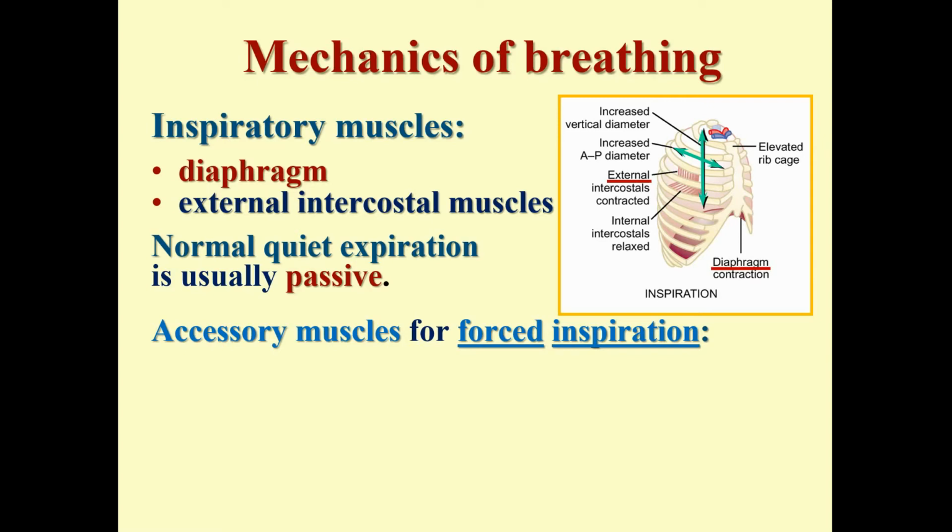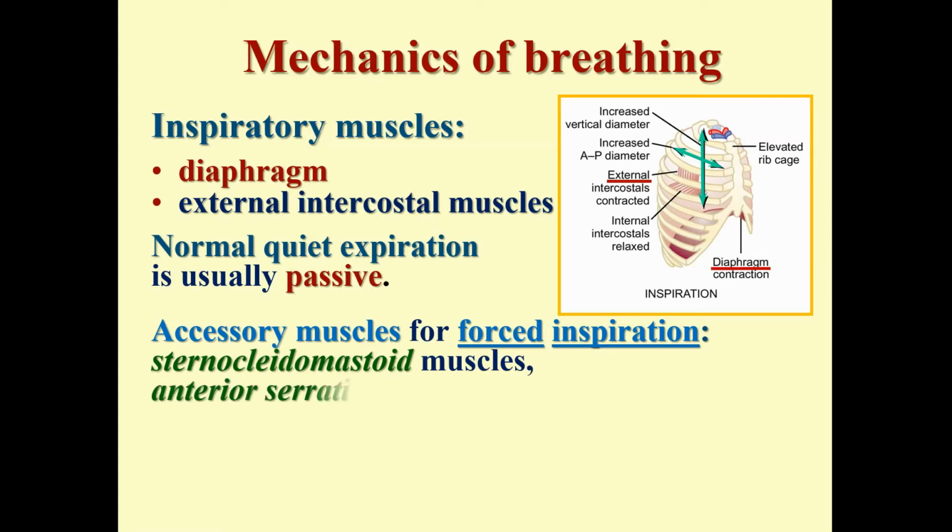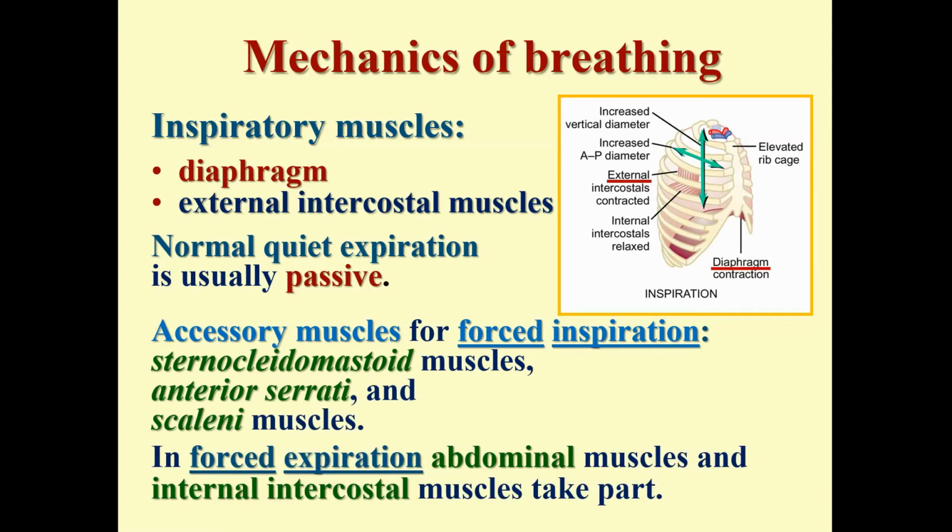When we perform physical activity, normal classical inspiration is not enough. It's necessary to make it faster and stronger, and additional muscles are involved in this process. These additional muscles are the sternocleidomastoid muscle, anterior serratus, and scalene muscles. All these muscles help to enlarge the chest cavity. And accessory muscles for forced expiration are abdominal muscles. And also internal intercostal muscles take part in this process.